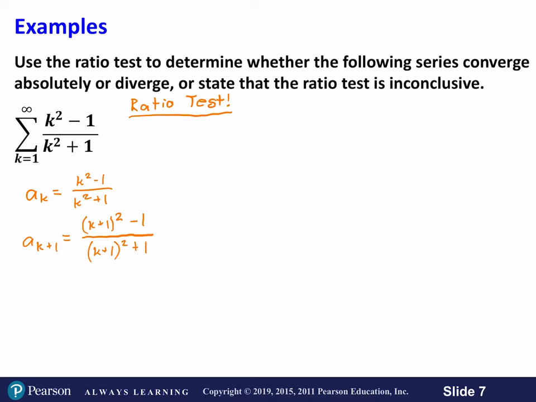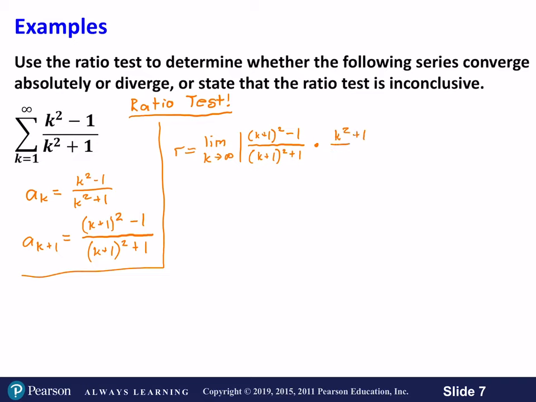All right, so now we're going to take this limit. We define r to be the limit as k approaches infinity of a_{k+1} over a_k. And so this is going to be ((k+1)^2 - 1) divided by ((k+1)^2 + 1), and we are going to multiply this thing by 1 over a_k, which is (k^2 + 1) divided by (k^2 - 1).